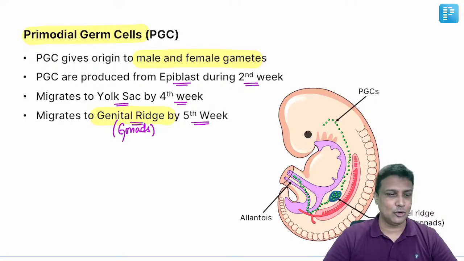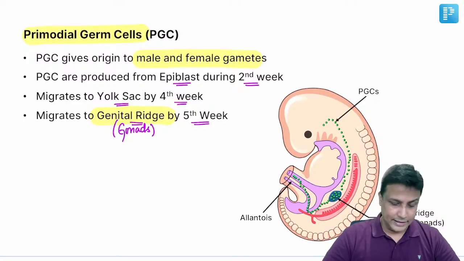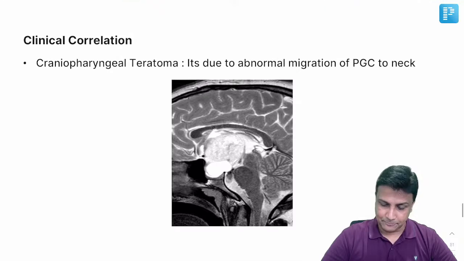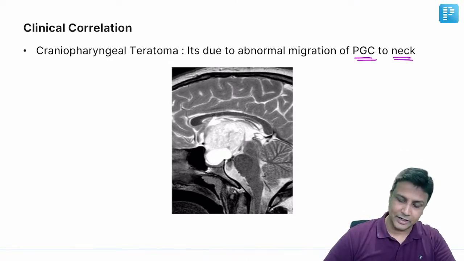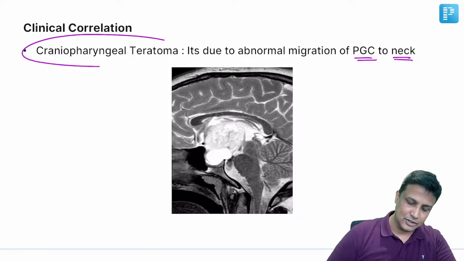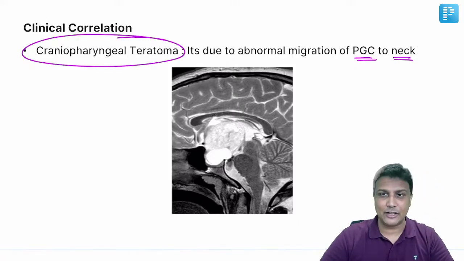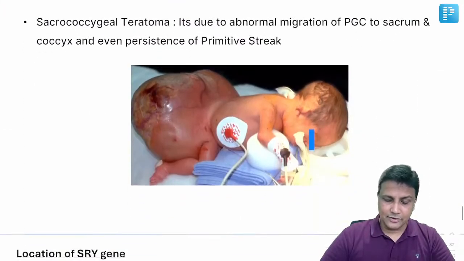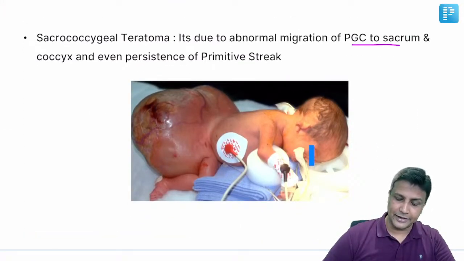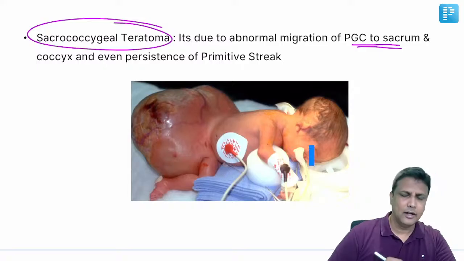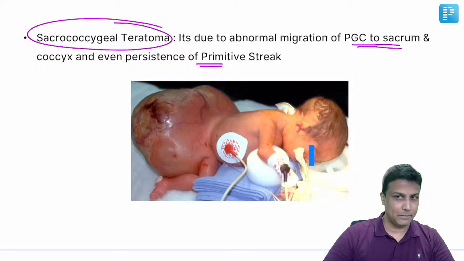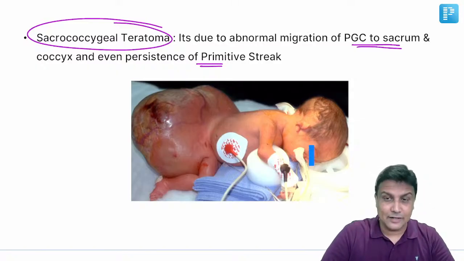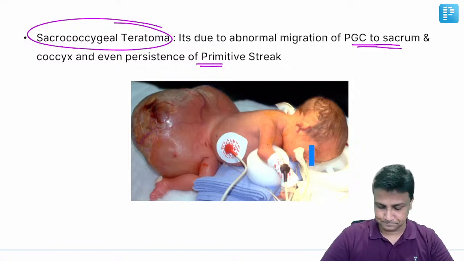Thank God, like this it happened in your body and my body, and we are normal people. In some unfortunate babies, there will be abnormal migration of primordial germ cells to the neck. It will lead to craniopharyngeal teratoma. Similarly, if they abnormally migrate to the sacrum, then it will lead to sacrococcygeal teratoma. Another reason for sacrococcygeal teratoma will be the persistence of the primitive streak. This has been asked in your INI-CET exam as an image-based question also. So please take care about that one.